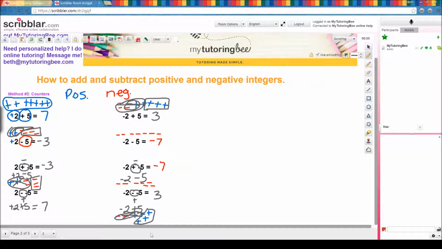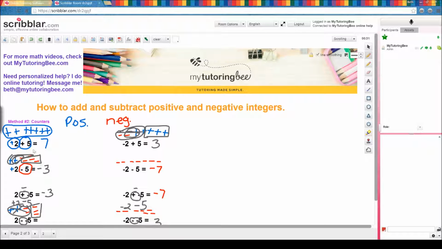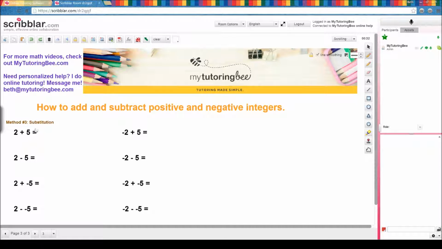So these 2 methods work really great for smaller numbers like 2 and 5. But what about numbers that are bigger? Like let's say I have 26 minus 57. It's going to take forever to write out a bunch of little positives and negatives. So that's where my method 3 comes in with substitution. Now I've got the same numbers here, but I am going to show you some examples with the larger numbers too. I just want to use these same ones to show you how this method works.